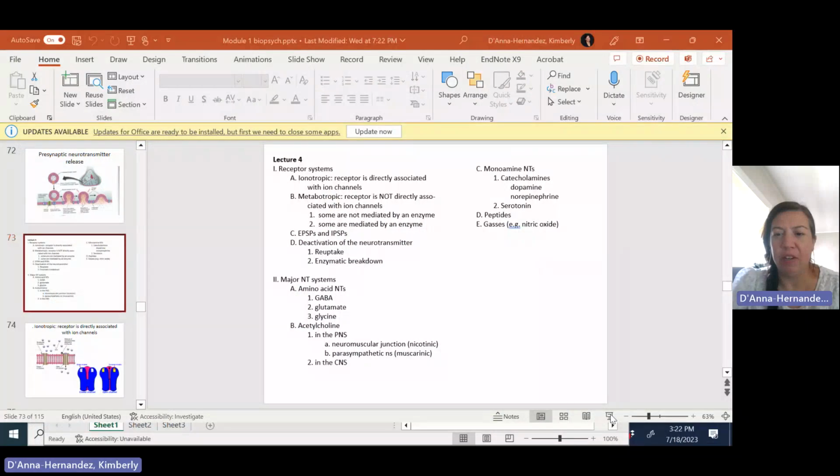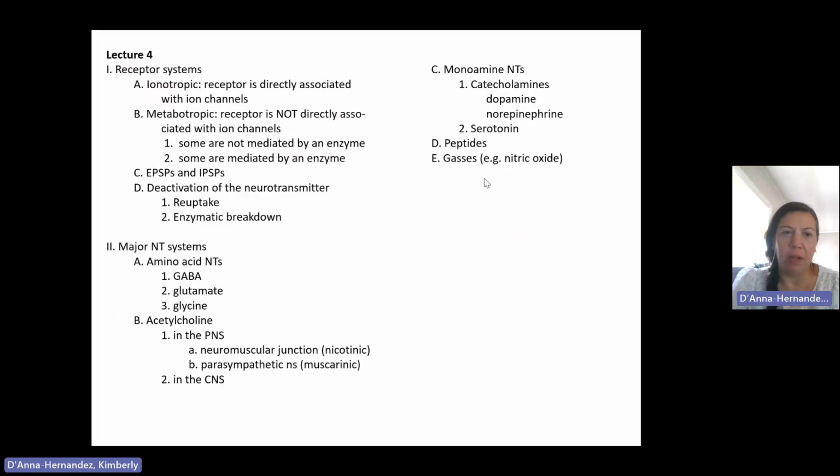Neurotransmitters and receptors. So I will go ahead and share my screen. Okay, so here's your outline, which is already posted on D2L. We'll talk about receptor systems first, then major neurotransmitter systems, and the next lecture will be how this relates to drugs, both psychiatric and drugs of abuse.